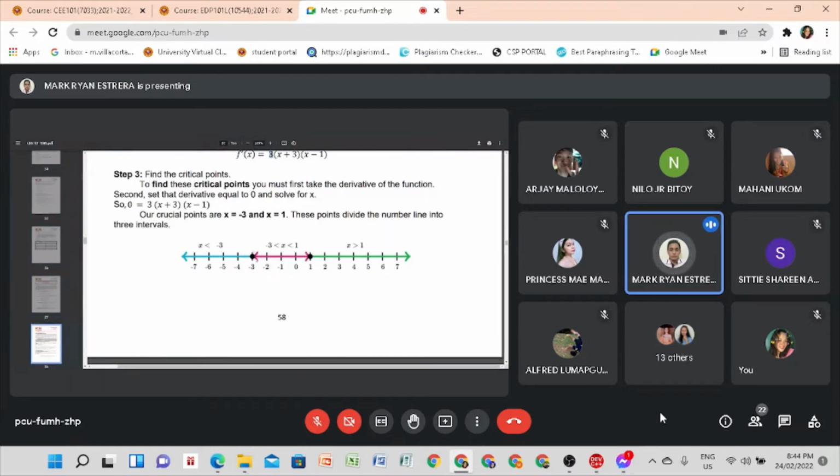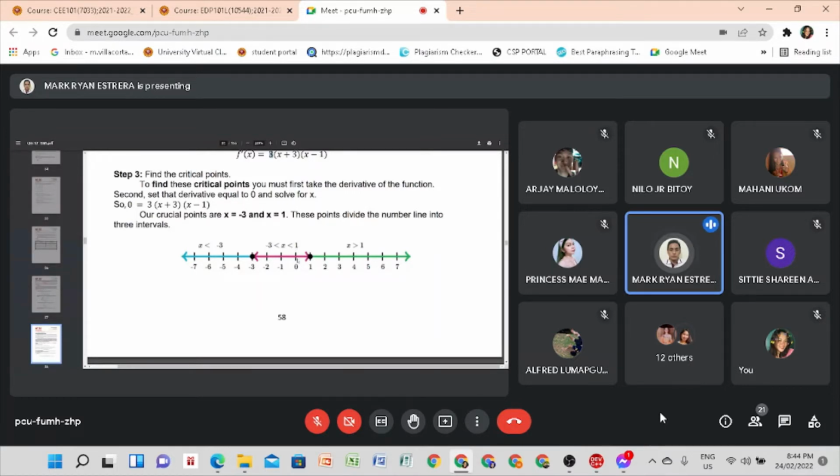So that is the essence of why you need to get the critical points. When you get to the right-hand side, you have x that is greater than 1. If this is 1, then all points going to the right are greater than 1. Again, our exact interval here is within -3 and 1, with -3 and 1 included. So as you can see, you can create statements out of the critical points.